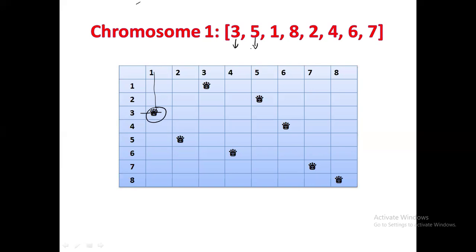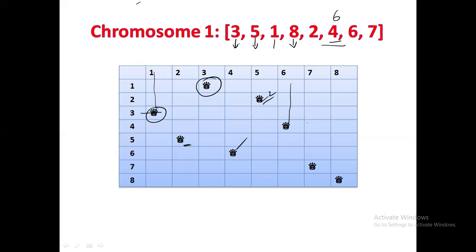In the second column, the Queen is present in the fifth row, and the third value is 1, so in the third column, the Queen is present in the first row. The fourth value is 8. The fifth value is 2, the sixth is 4, so in the sixth column, the Queen is present in the fourth row.